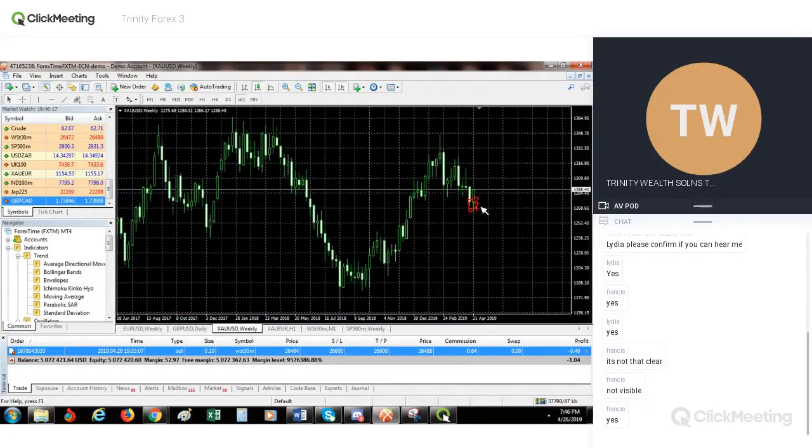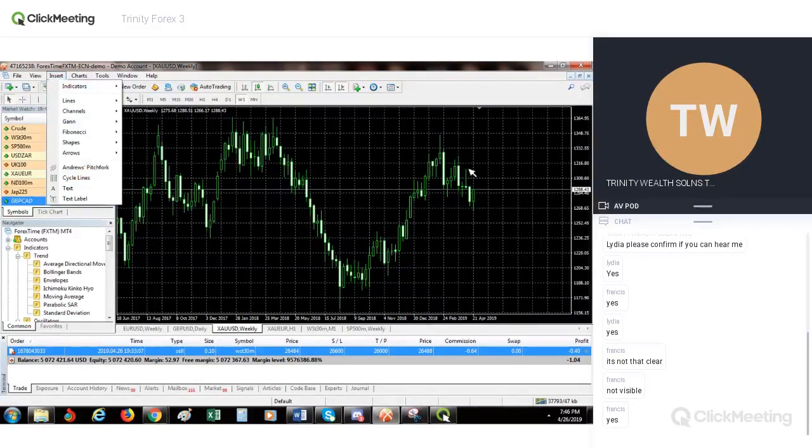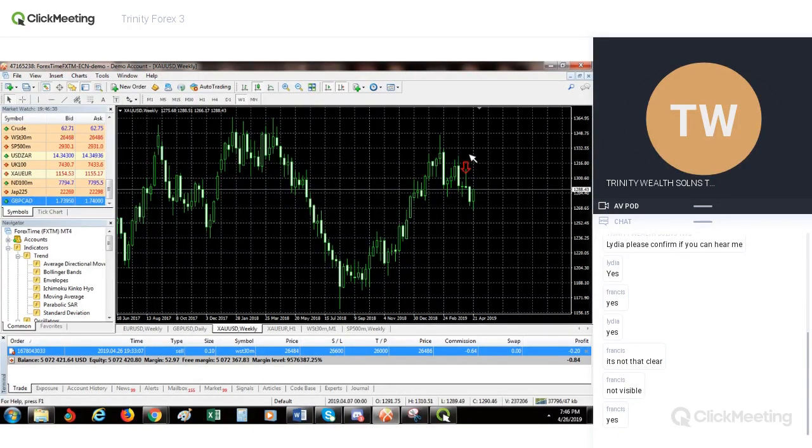You can see this. Let me remove this. I'll show you. Another very strong bearish kangaroo tail on a weekly chart. Remember, we say they appear on all time frames. Can you see that? Very strong bearish kangaroo tail.